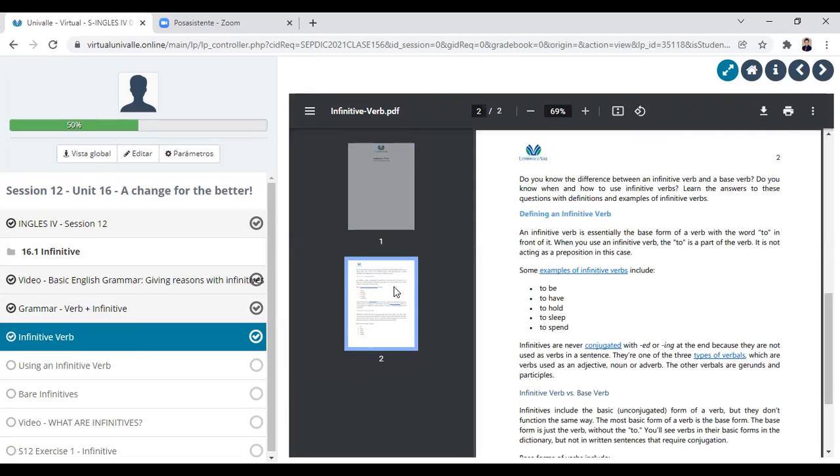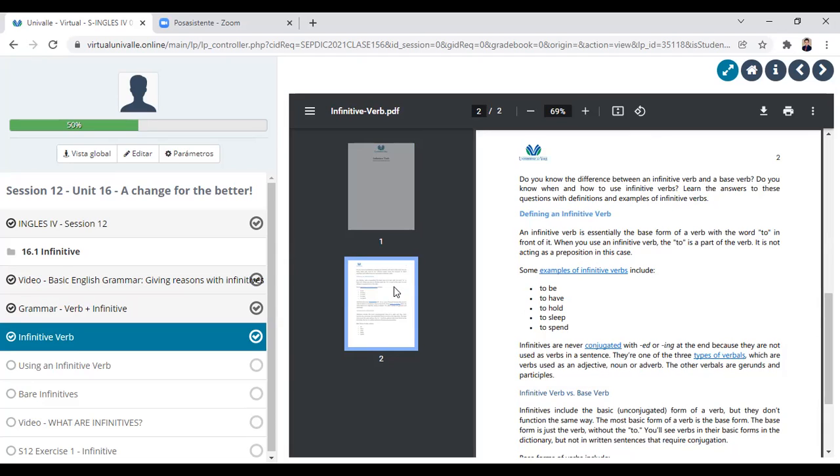And do you know the difference between an infinitive verb and a base verb? Do you know when and how to use infinitive verbs? Learn the answers to these questions with the definitions and examples of infinitive verbs. Defining an infinitive verb. An infinitive verb is essentially the base form of a verb with the word to in front of it. When you use an infinitive verb, the preposition to is part of the verb. It is not acting as a preposition in this case. So it's not a preposition.